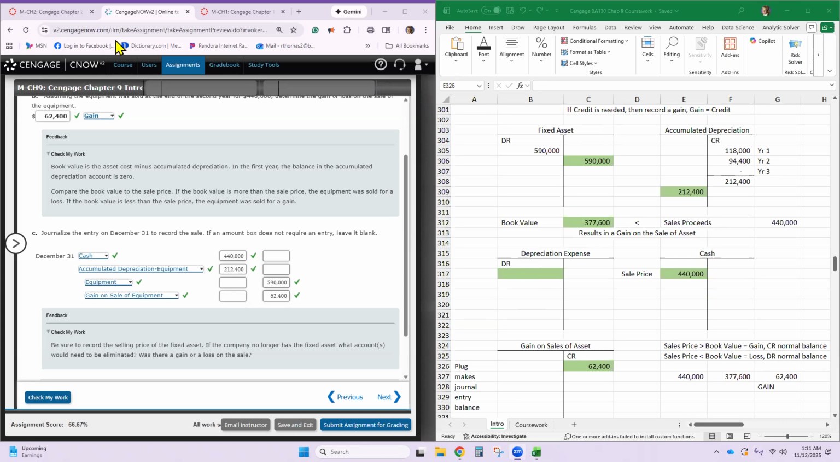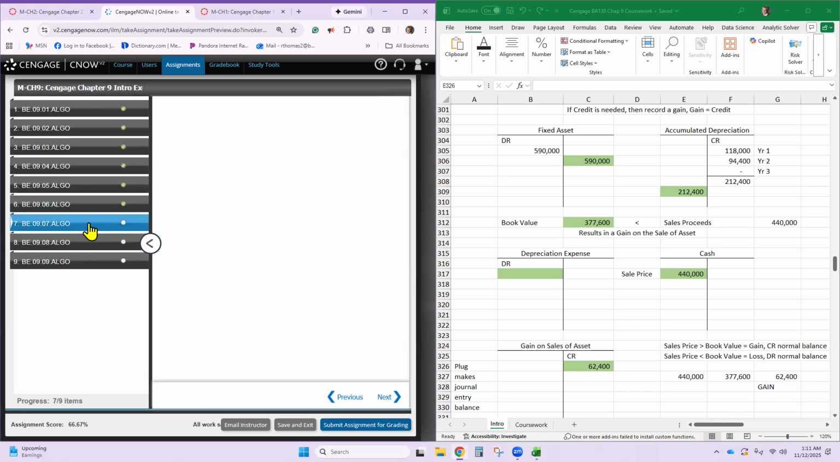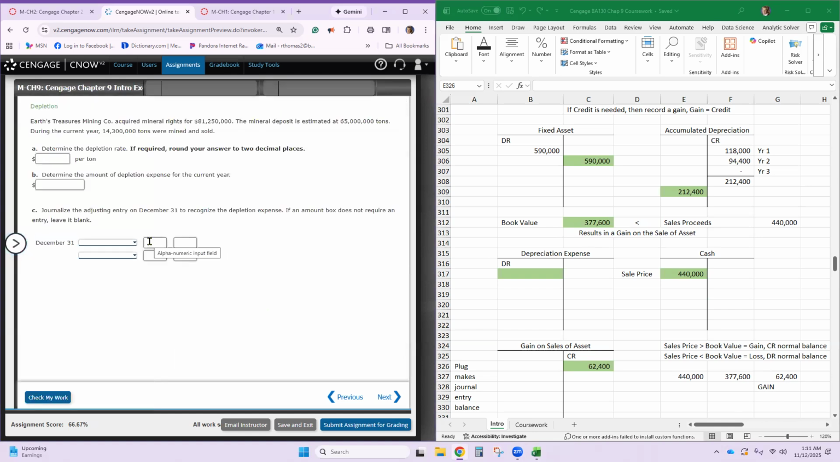So we're back. We just finished the sale of this asset, and it resulted in a gain because the proceeds or the sales price is larger than the book value. So we got three more here. We'll see if we can get these done.